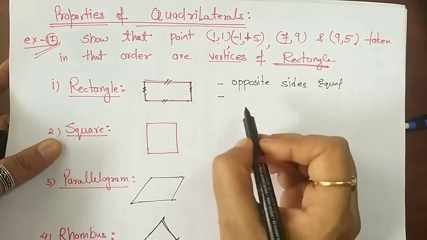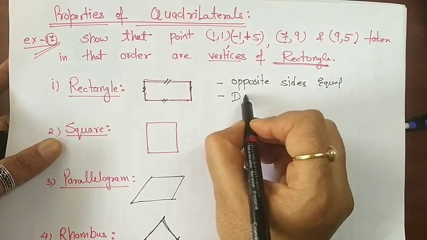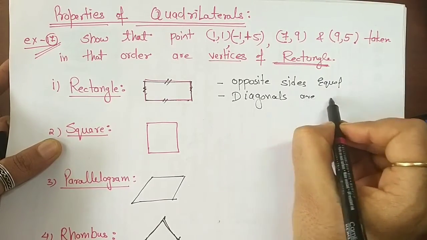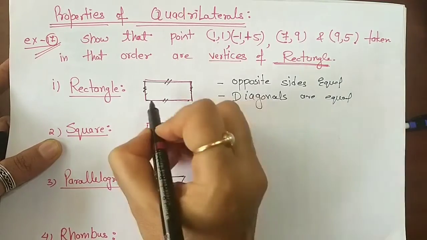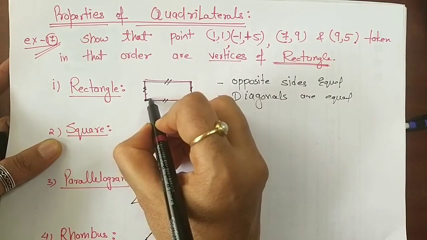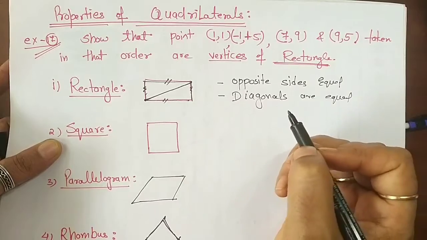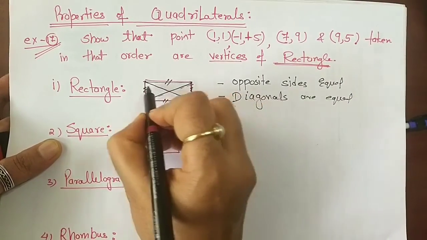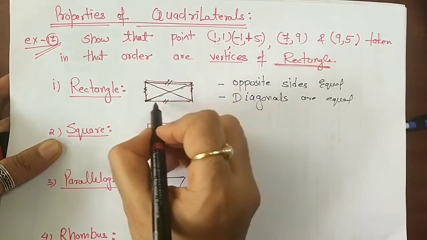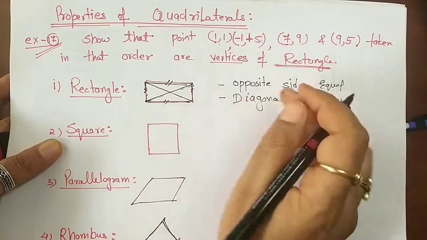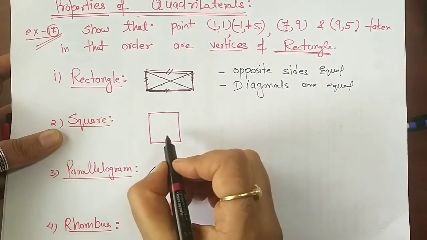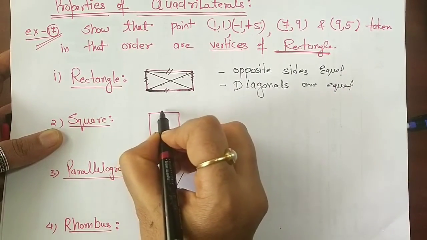The second property is diagonals are equal. Okay, diagonals: if you join opposite corners, this is one diagonal and this is the second diagonal. If both these diagonals are the same, this is equal to this, then for sure this shape is a rectangle. Whereas in a square all sides are equal.